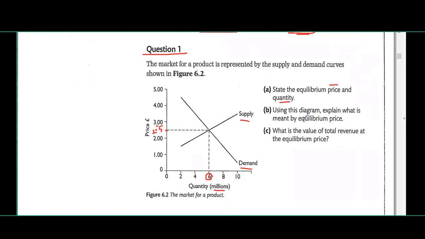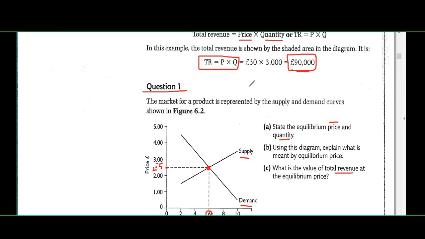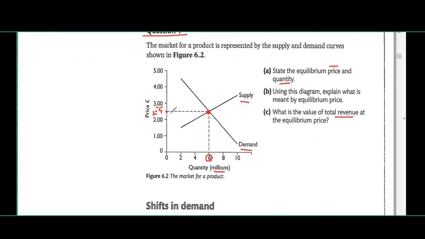That's it. Using this diagram, explain what is meant by equilibrium price. So the price representing the equilibrium point is called the equilibrium price. That is equilibrium price, which is mentioned as 2.5. What should be the total revenue? You know the formula, price times quantity. So you have the price 2.5 pound and you have the quantity 6 million. Multiply both these two and you will get the total revenue.